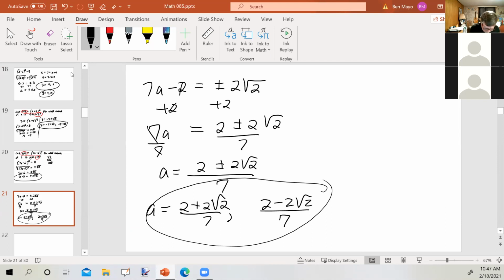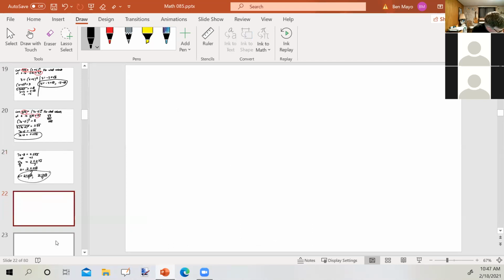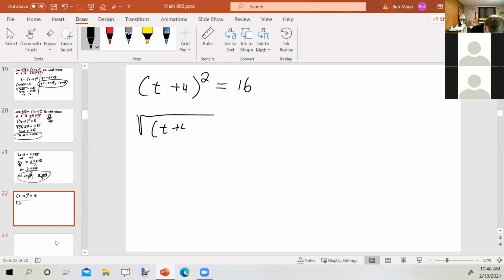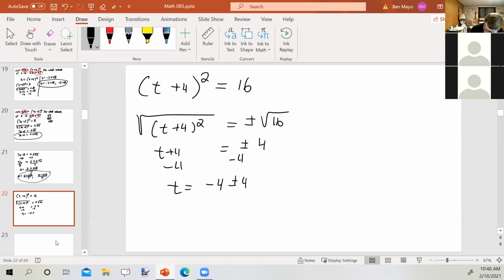Let's see. I've got one more example. This is t plus 4, squared, equals 16. So I've got the perfect square on the left side with the variable, a constant on the right. It's good to go. I'm going to take the square root of both sides of the equation. So I get t plus 4 equals plus or minus the square root of 16, which is 4. I'll subtract 4 from both sides. T is negative 4 plus or minus 4.